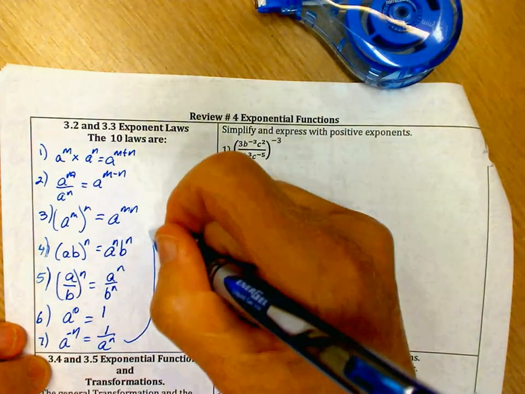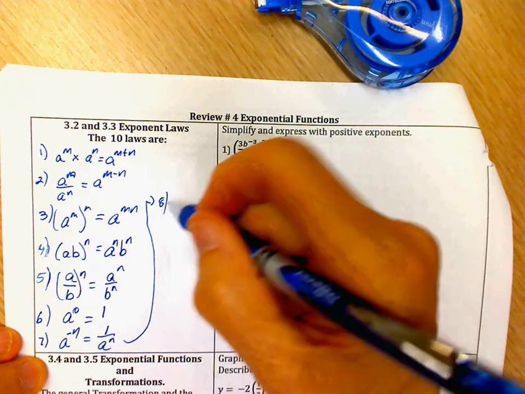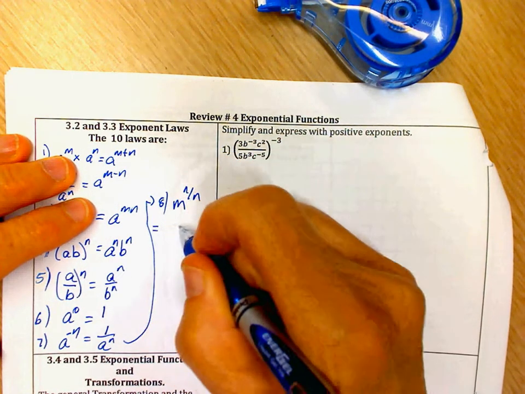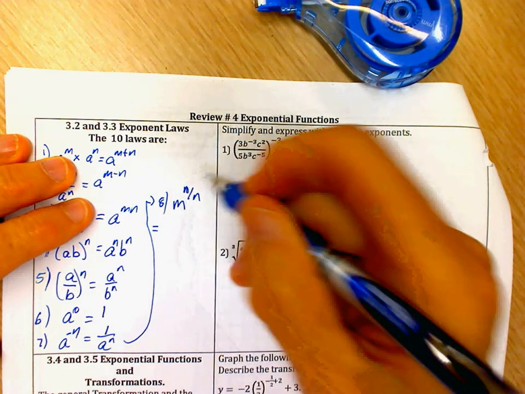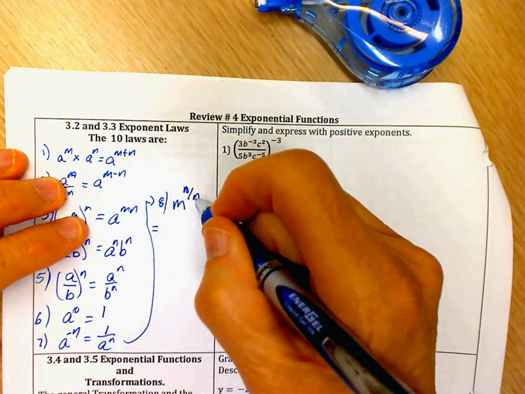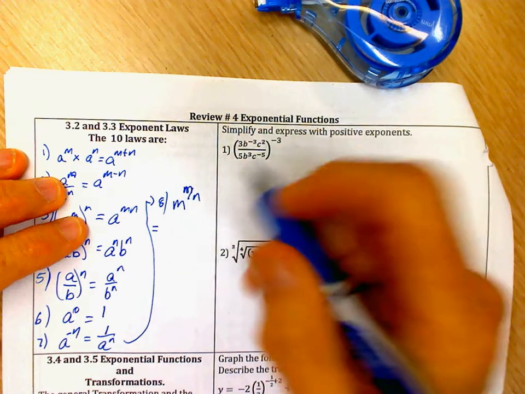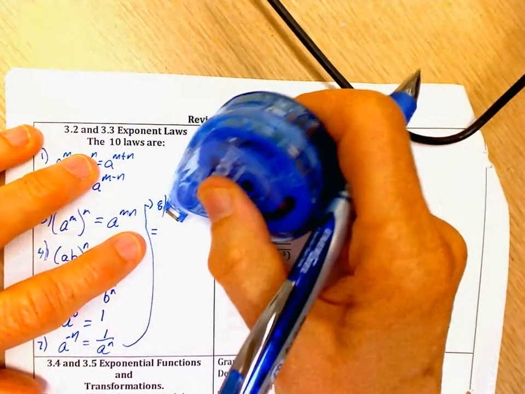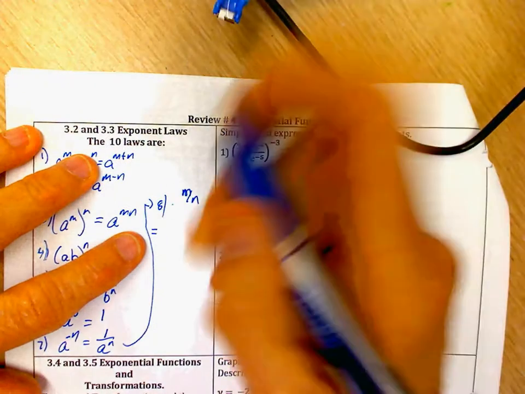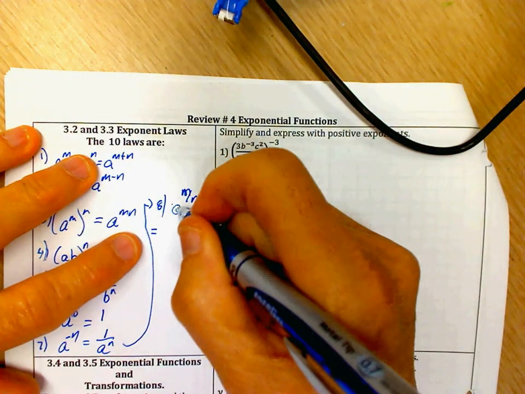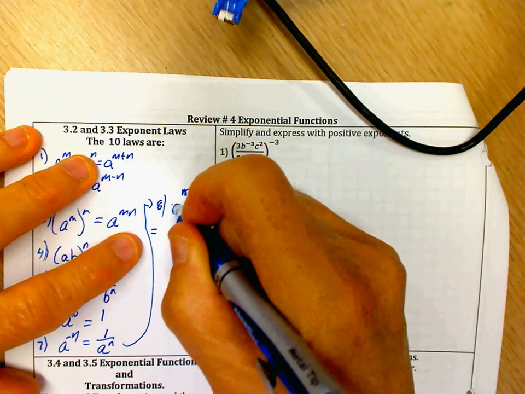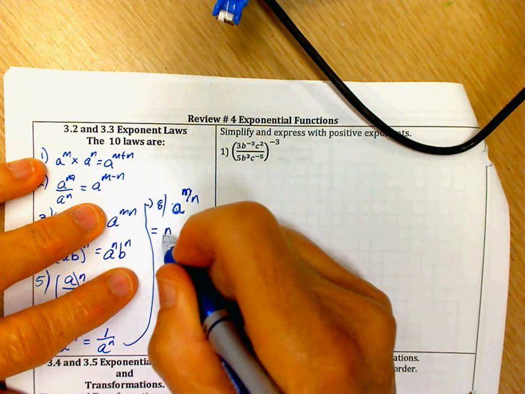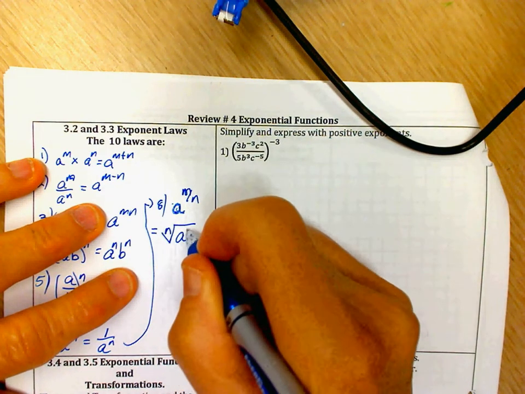Okay, let's start up here. If you have a to a fractional exponent, m over n, I don't like the way I wrote that. We better have a different base here. That should be a to the m over n. So the denominator makes that the nth root of a to the exponent m.